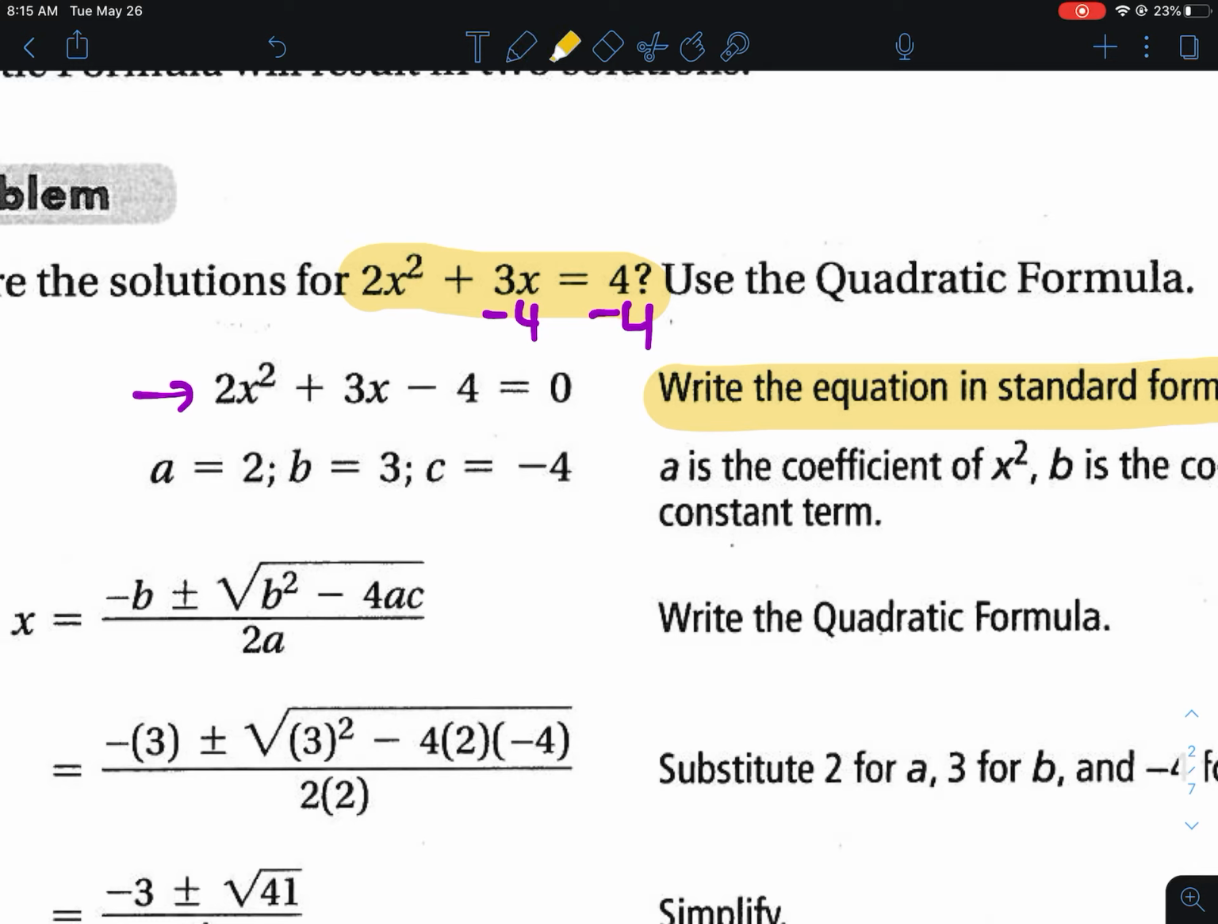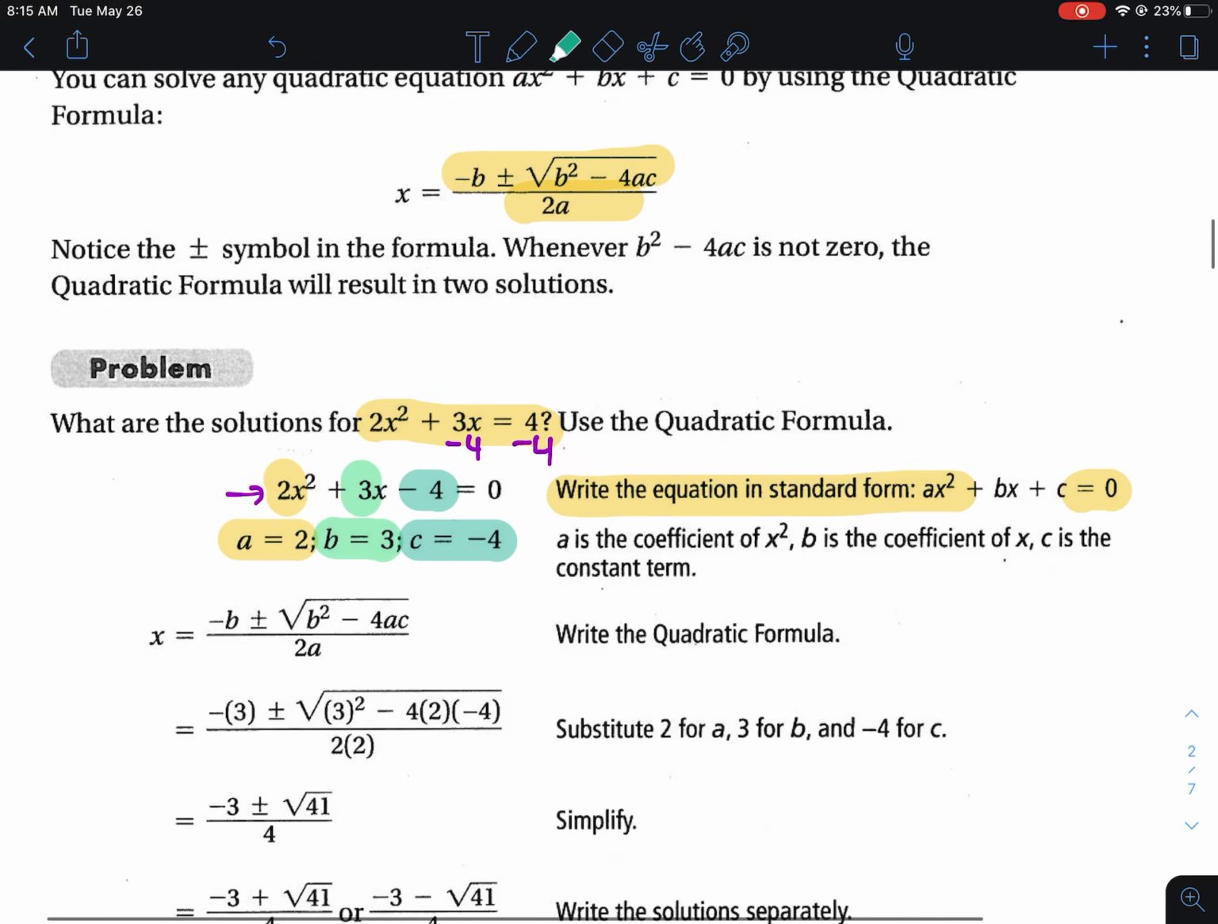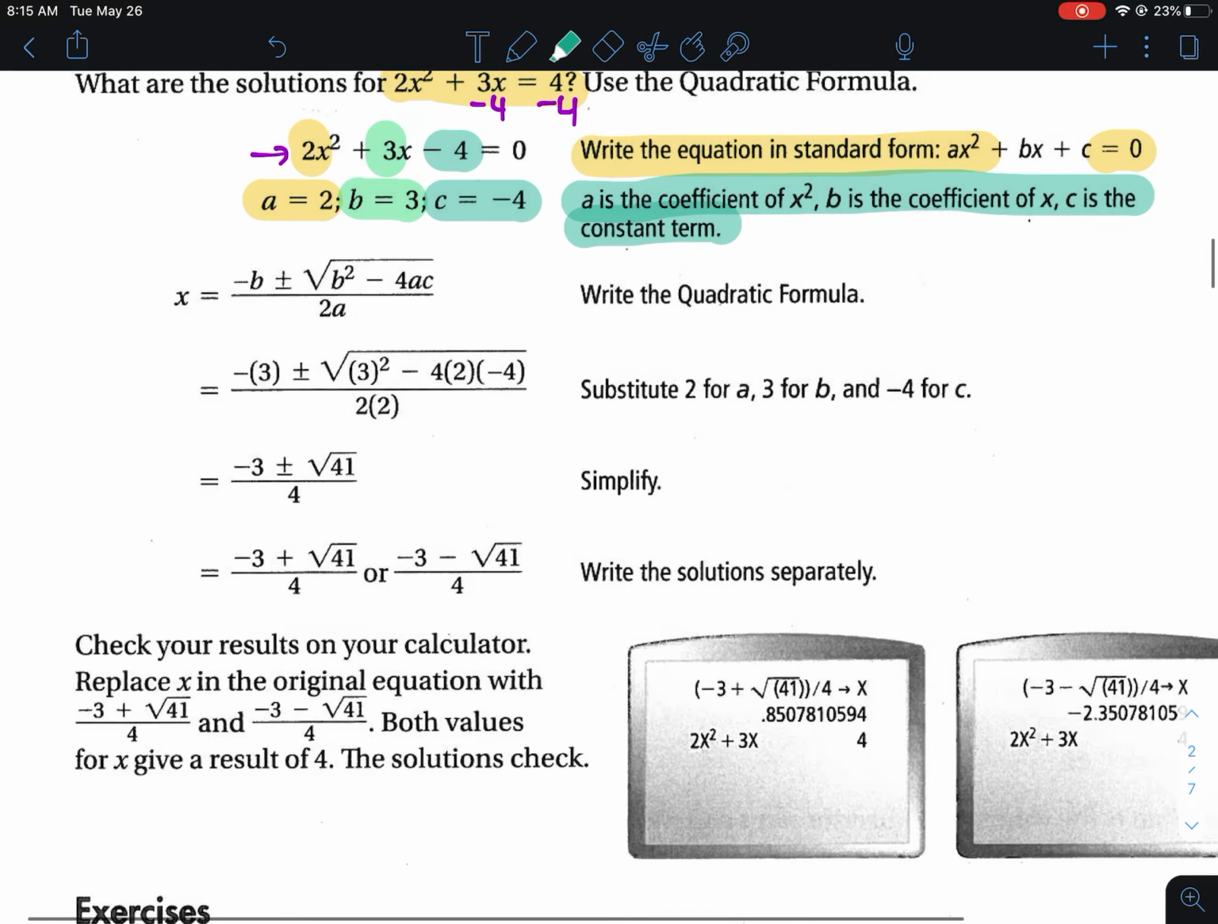And afterwards, you want to identify what's the a, the b, and the c. Remember, a is always in front of x squared. And it's not the x, you're just taking the coefficient, just the number. B is always in front of x. And c is the constant, okay? Oh, look, they wrote that right there for you. And coefficient just means the number in front. Now we're going to use those three values to fill in the quadratic formula.